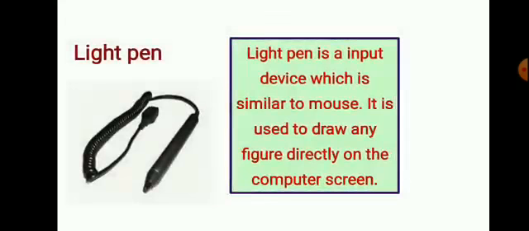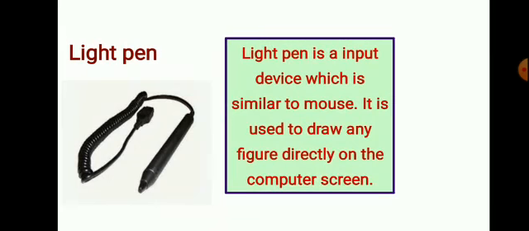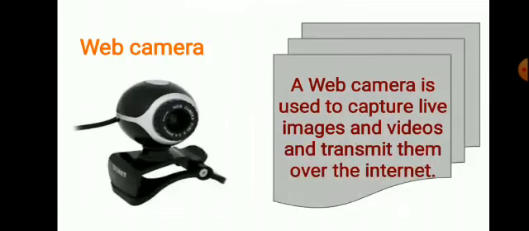Light pen. Light pen is an input device which is similar to a mouse. It is used to draw any figure directly on the computer screen. And last, web camera. A web camera is used to capture live images and videos and transmit them over the internet.